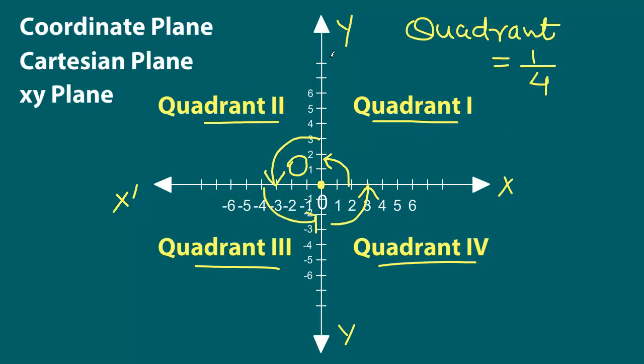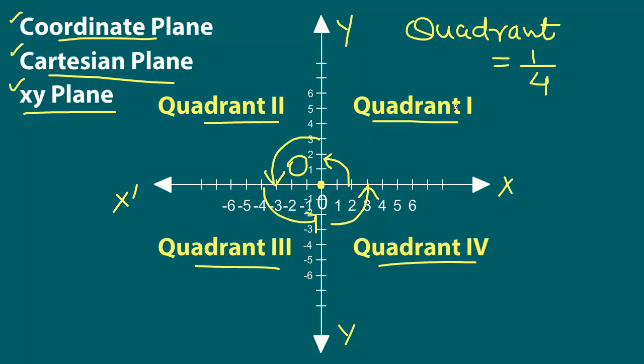Also, the entire plane on which we have our x and y axes, we call the coordinate plane. We also refer to it as the Cartesian plane, as we talked about earlier, in honor of René Descartes, or simply, since these are x and y axes, we refer to it as the xy plane. They all mean the same thing.